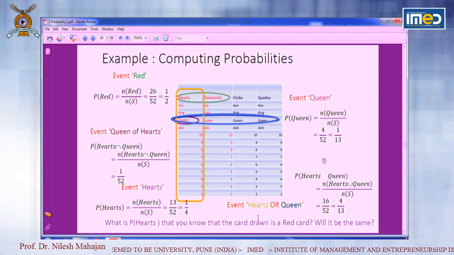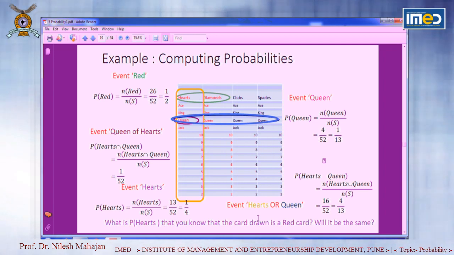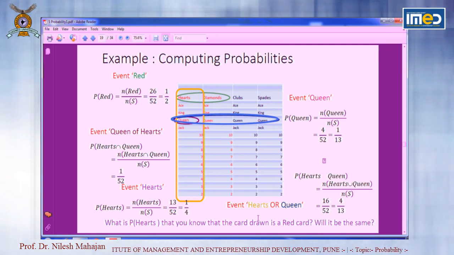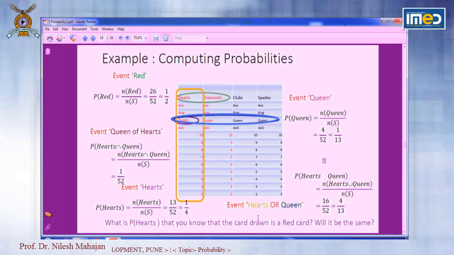But if I want only hearts, you know that in the deck of 52 cards, 13 are hearts. So we consider 13 upon 52 equal to 1 by 4. In the same way we consider the second part, the event queen. You know that in the total of 52 cards, 4 queens are possible out of 52 cards. So 4 upon 52.